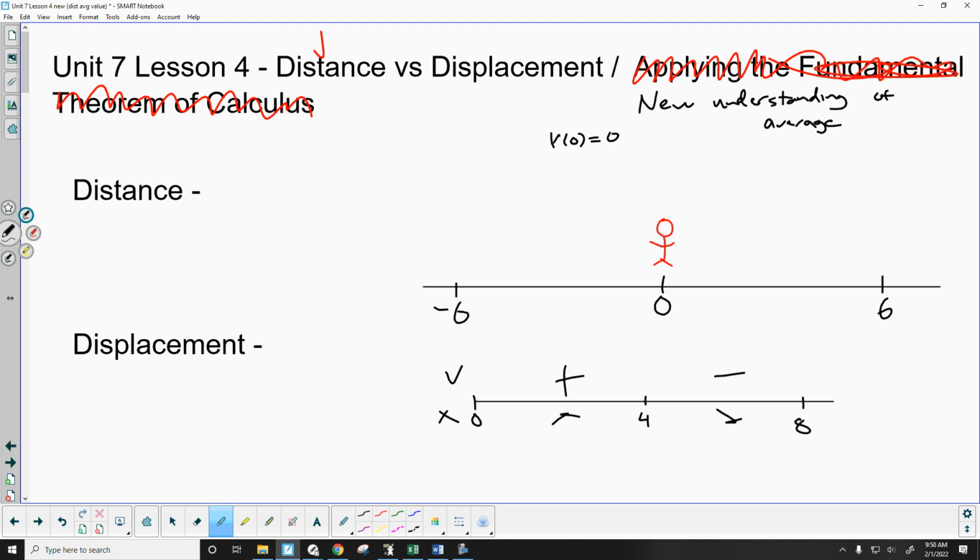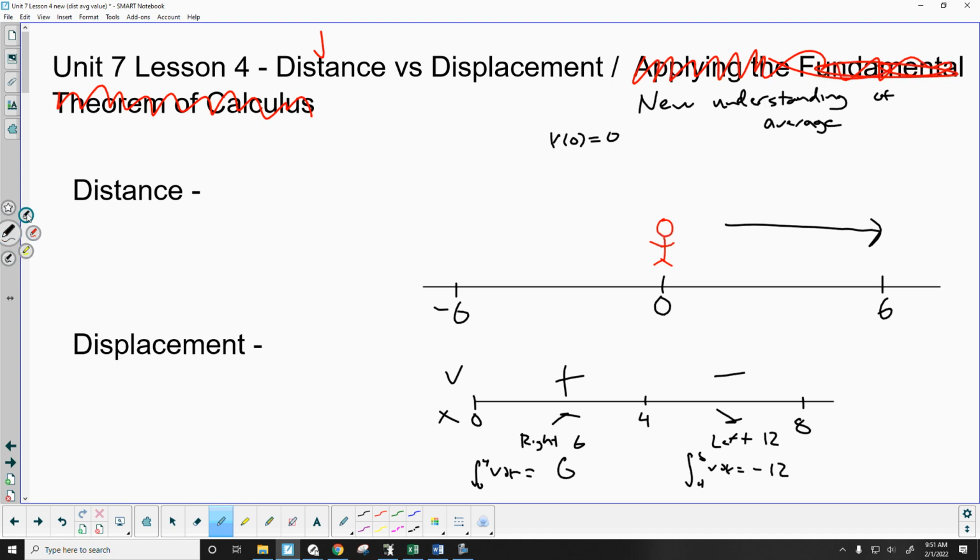Now we know that if I had an equation for velocity, I could find the area under it. The area under our derivative tells us how much we're going up, how much we're going right, or how much we're going down. And let's pretend I found that the area from 0 to 4 under V was positive 6, and that the area from 4 to 8 under V was negative 12. So that means I'm moving to the right 6, and I'm moving to the left 12.